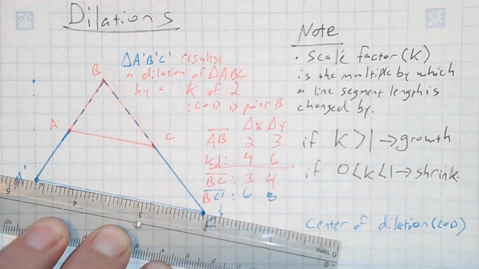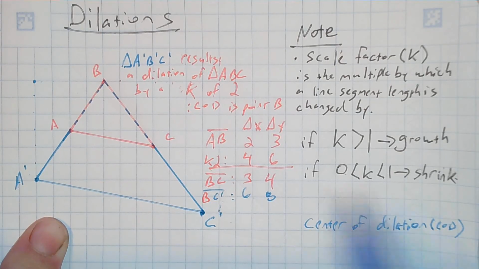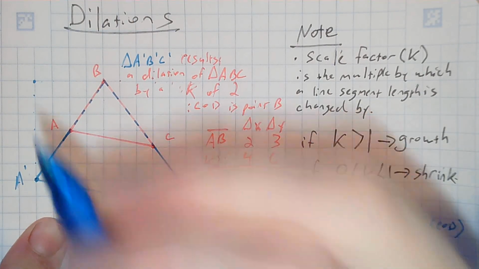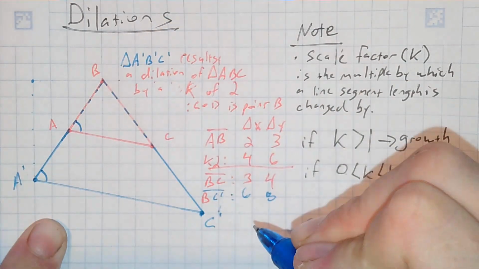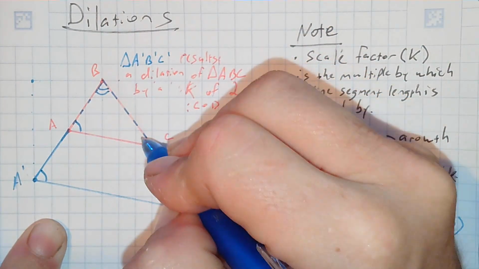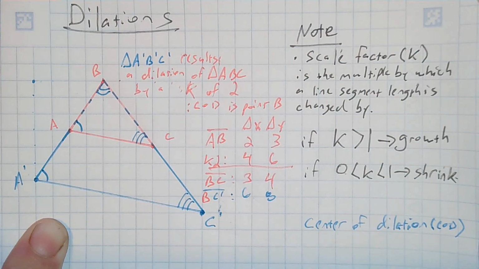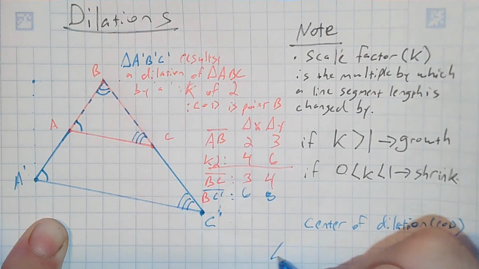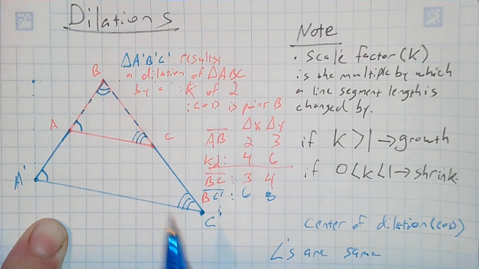to make line segment A prime, C prime, and there I have dilated this triangle by a scale factor of 2, right? Recognize that this angle and this angle are the same. This angle is the same angle for both triangles, and this angle and this angle are the same. Okay, that is a characteristic of a dilation. The angles are the same. The line segment lengths are similar.